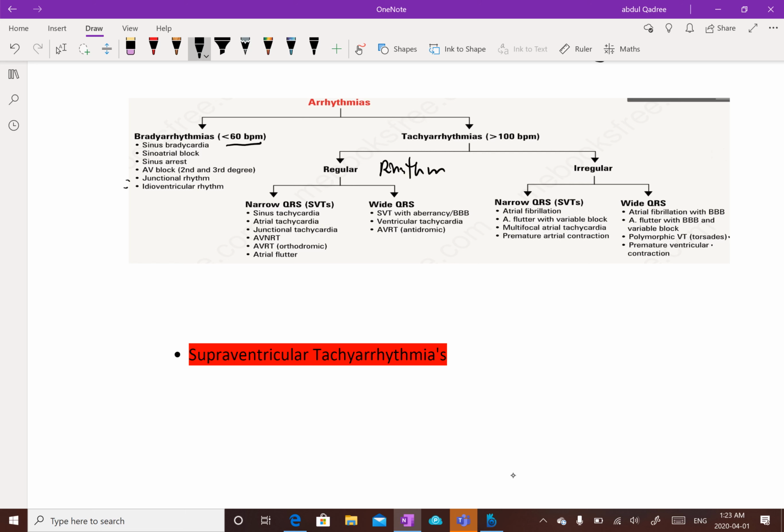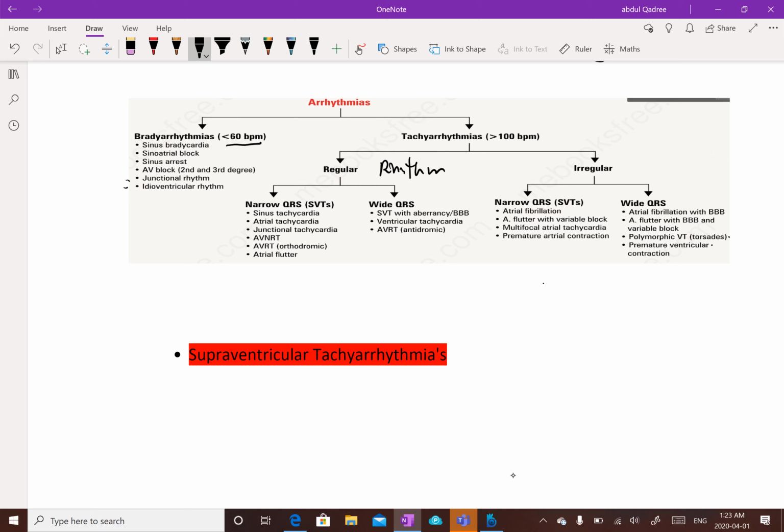If the rhythm is regular, then you want to think, okay, how is the QRS? Is the QRS narrow or wide? All supraventricular tachycardias in general have a narrow QRS complex, except the ones that have, for example, a bundle branch block. That's why it's a wide QRS complex. And ventricular tachycardias also have a wide QRS complex.